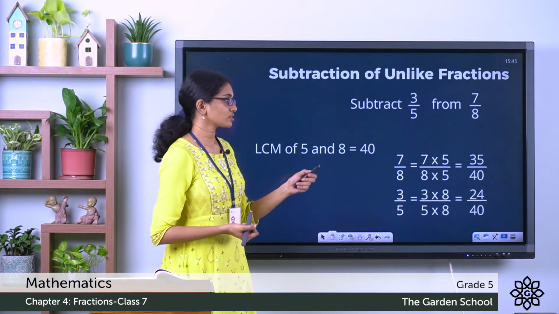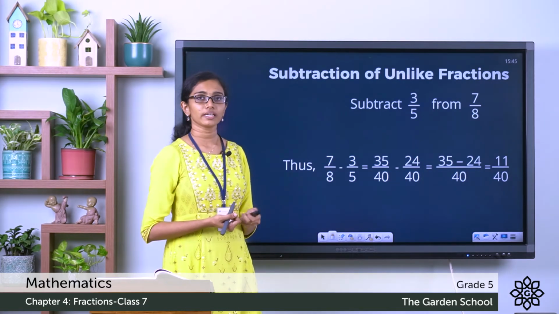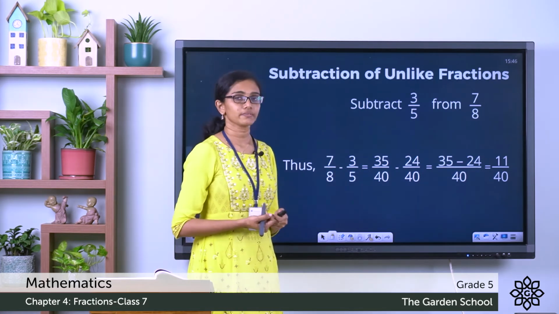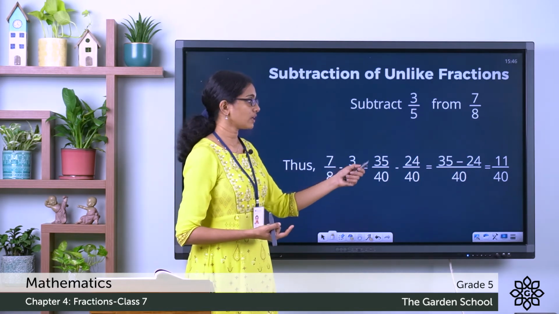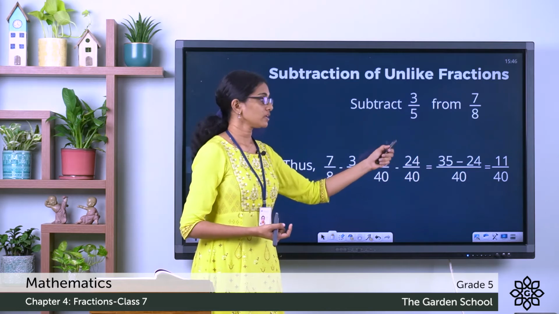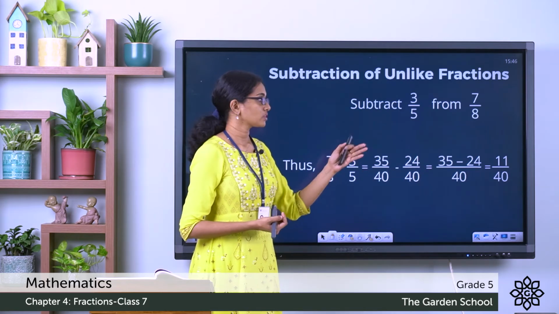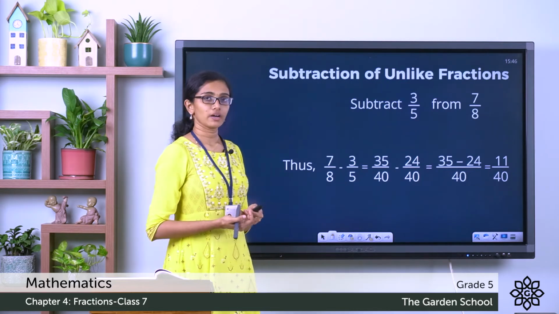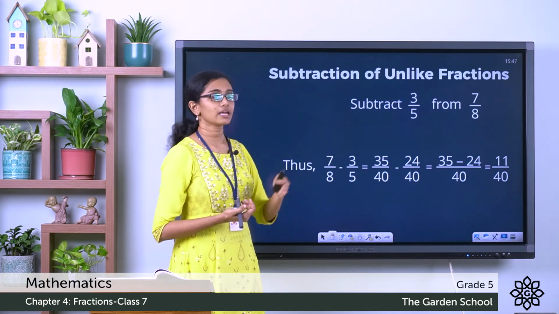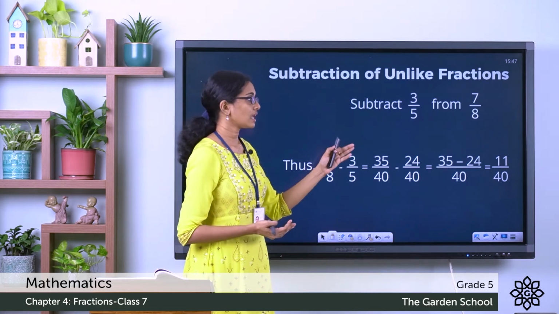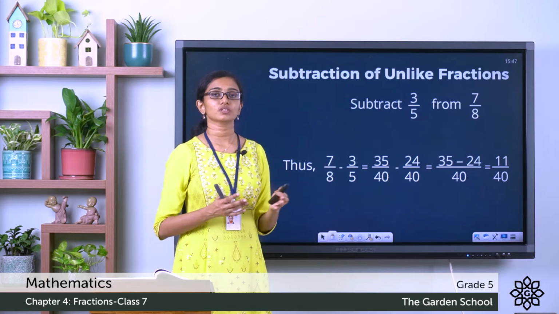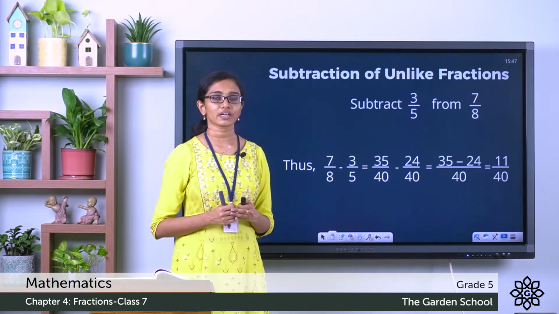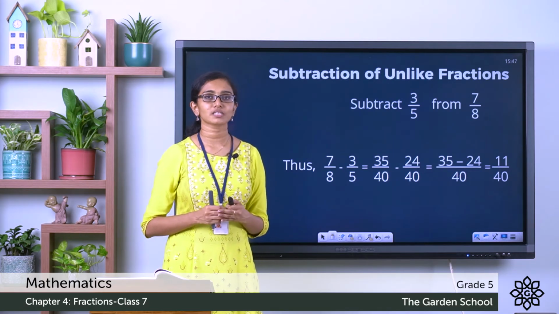So the difference is going to be 35 by 40 minus 24 by 40. And that is equal to 35 minus 24 by 40, the same denominator. So that equals 11 by 40. So 3 by 5 when subtracted from 7 by 8 gives you the difference 11 by 40. This is how you subtract unlike fractions. I hope the concept is clear to you.